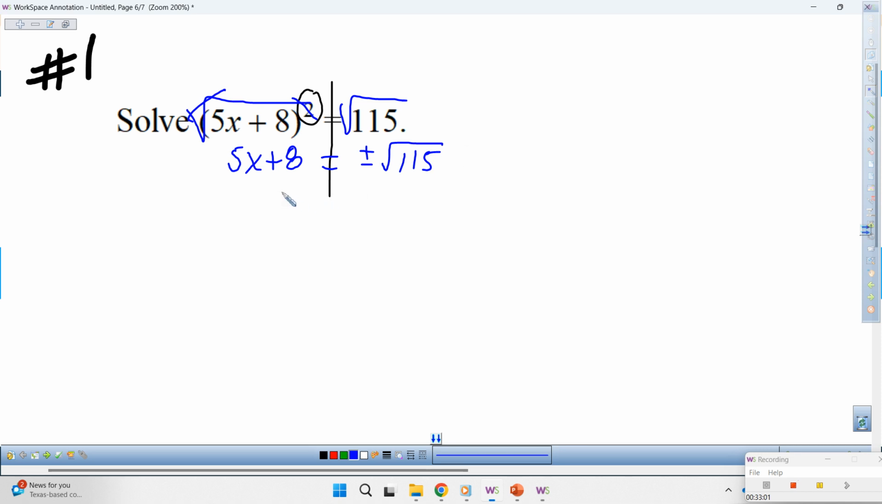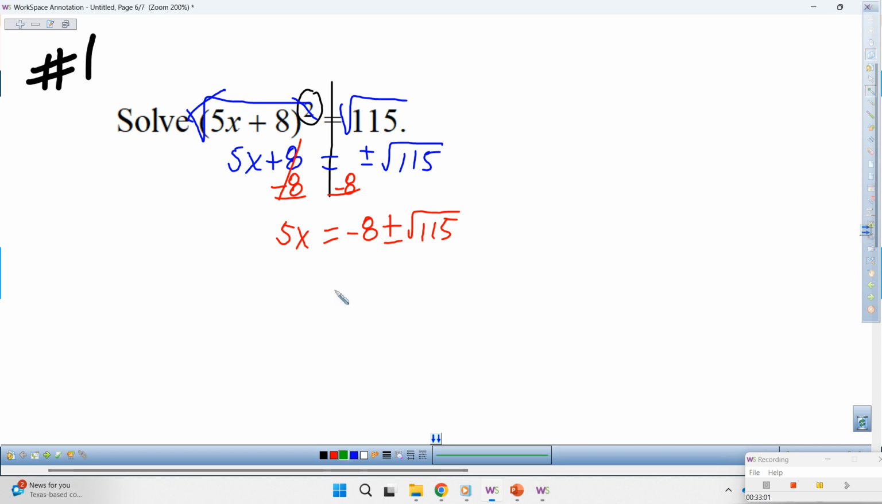Next, what do I do? Still need to leave x by itself. What do I do next? Everyone? Minus 8, minus 8. We end up with 5x equals negative 8 plus minus square root of 115.